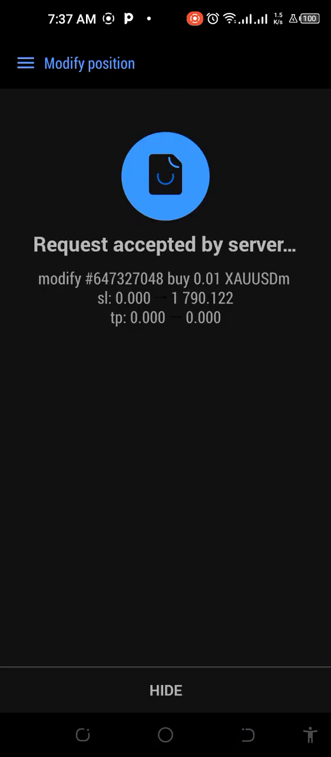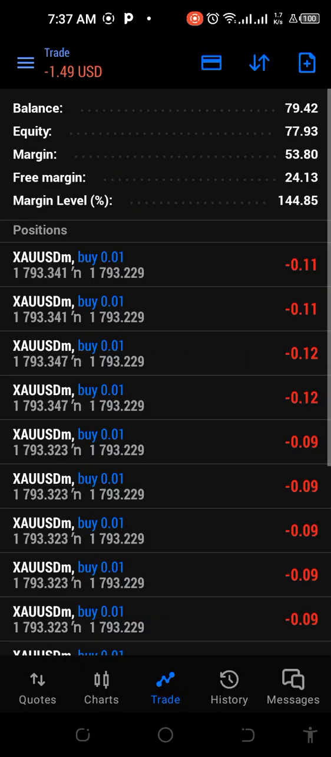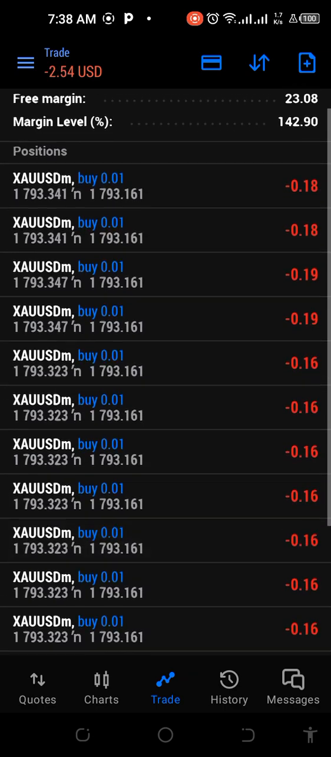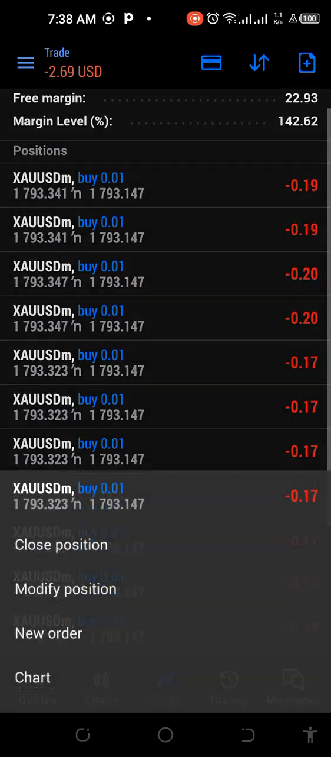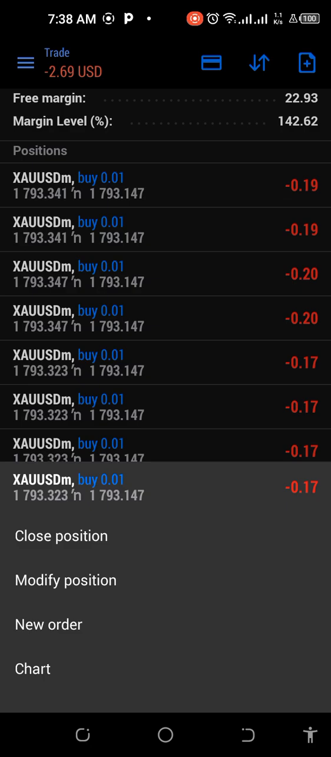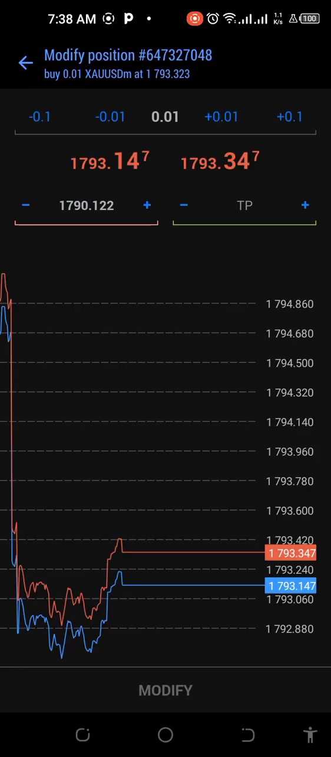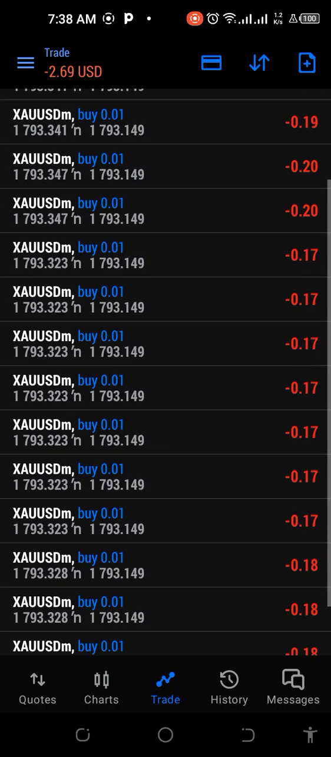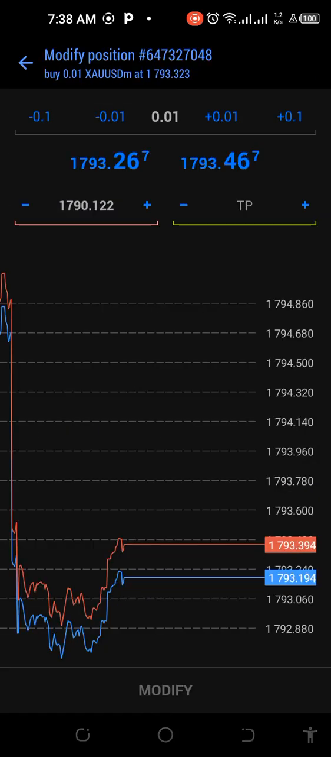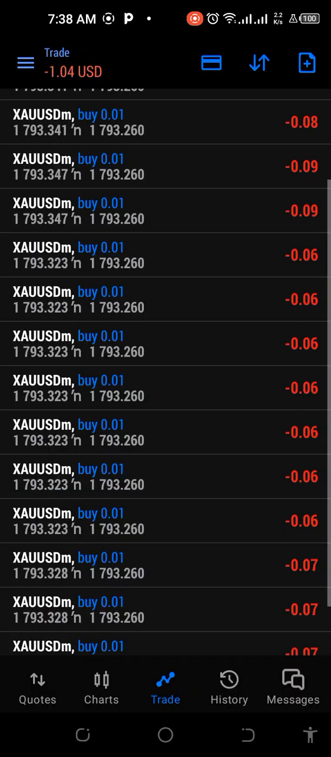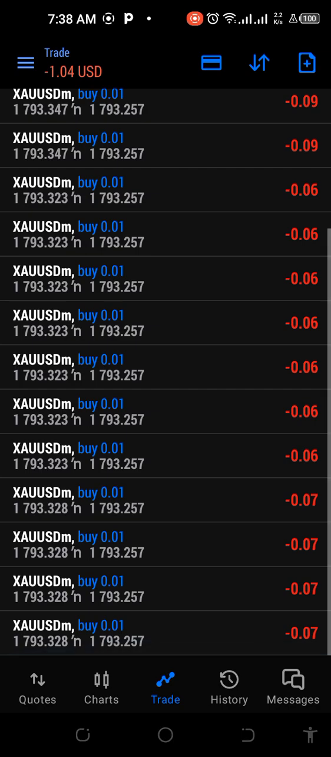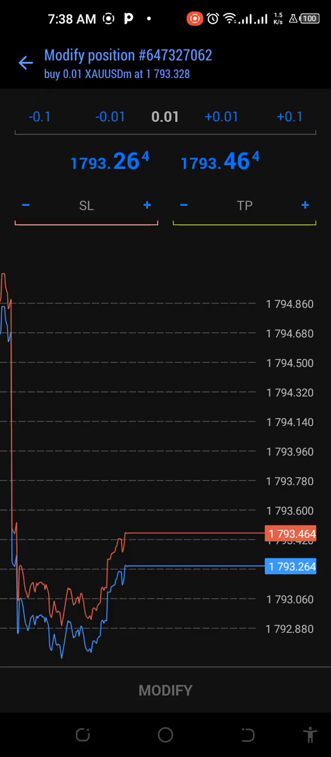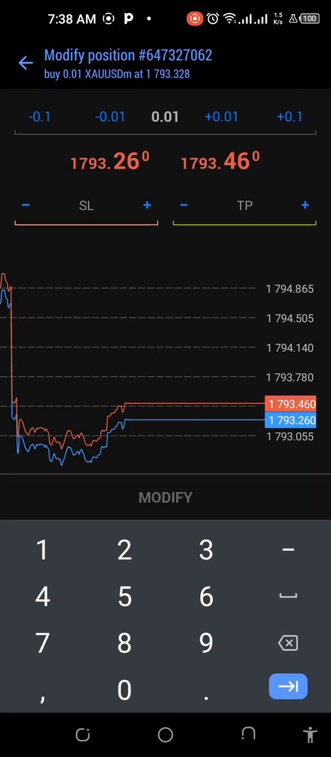All right, so I'm just placing my stop losses. That is how all this is going. I'm placing my stop losses one after the other. That is what I want to do.